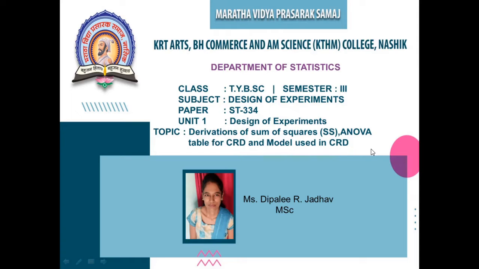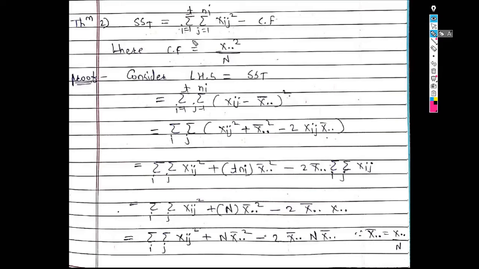When we solve any example based on completely randomized design, that is a CRD, it is difficult to calculate sum of squares with the help of those formulas which we discussed in the previous lecture. So in this lecture we will derive simple formulas to find sum of squares for treatment and sum of squares for error. So let us go to the derivation part.